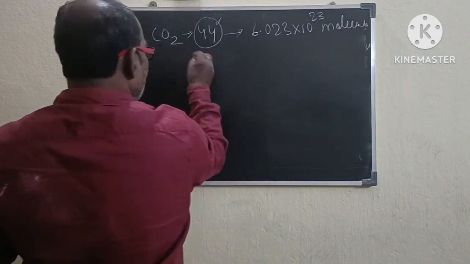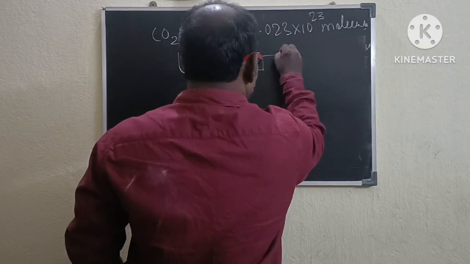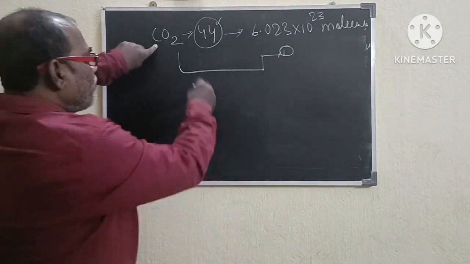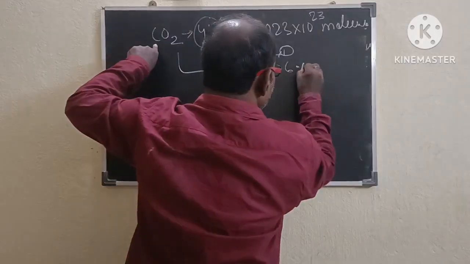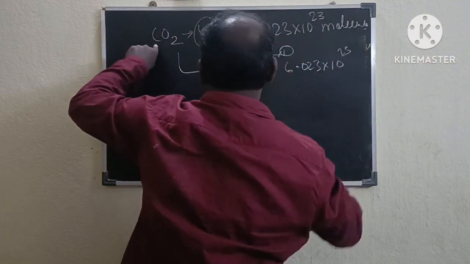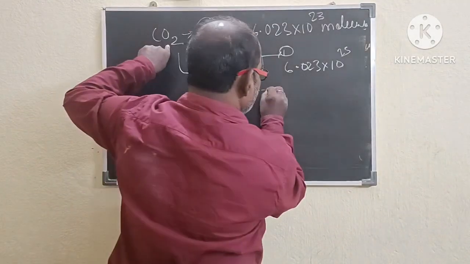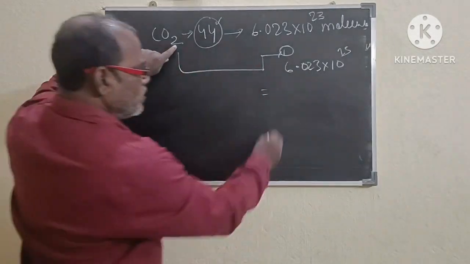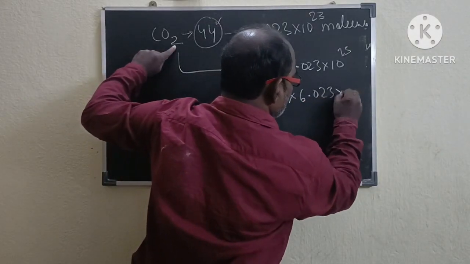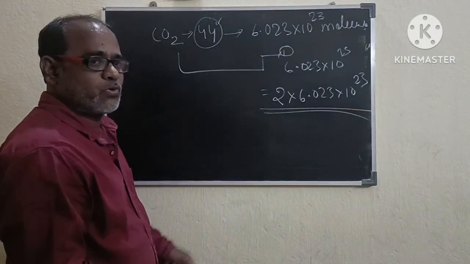Now from this, one more concept we can get. Concept number 1 is how many atoms of carbon are here. So the number of carbon atoms is 6.023 into 10 to the power of 23. What is the number of oxygen atoms here? Since here it is 2, write 2 into 6.023 into 10 to the power of 23. In this way we are going to solve it.